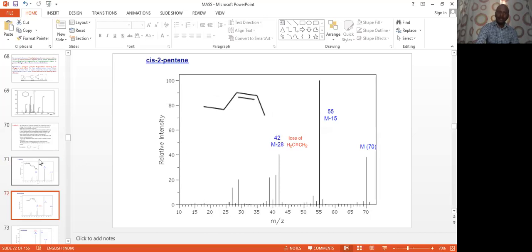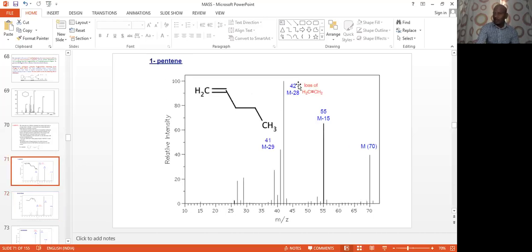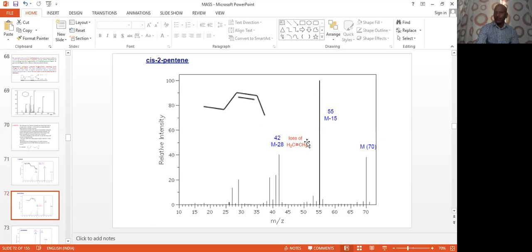Now you can see here the characteristic peak, that is the McLafferty rearrangement, m/z value 42. This is the most prominent peak. Understood? m/z value 42 is most prominent, 100% abundant. In the same way, here also we have m/z value 42, which shows you have a McLafferty rearrangement. And then the most prominent peak here is M minus 15, by loss of a methyl group. So you have m/z value 55. Yeah, this is the most abundant ion.